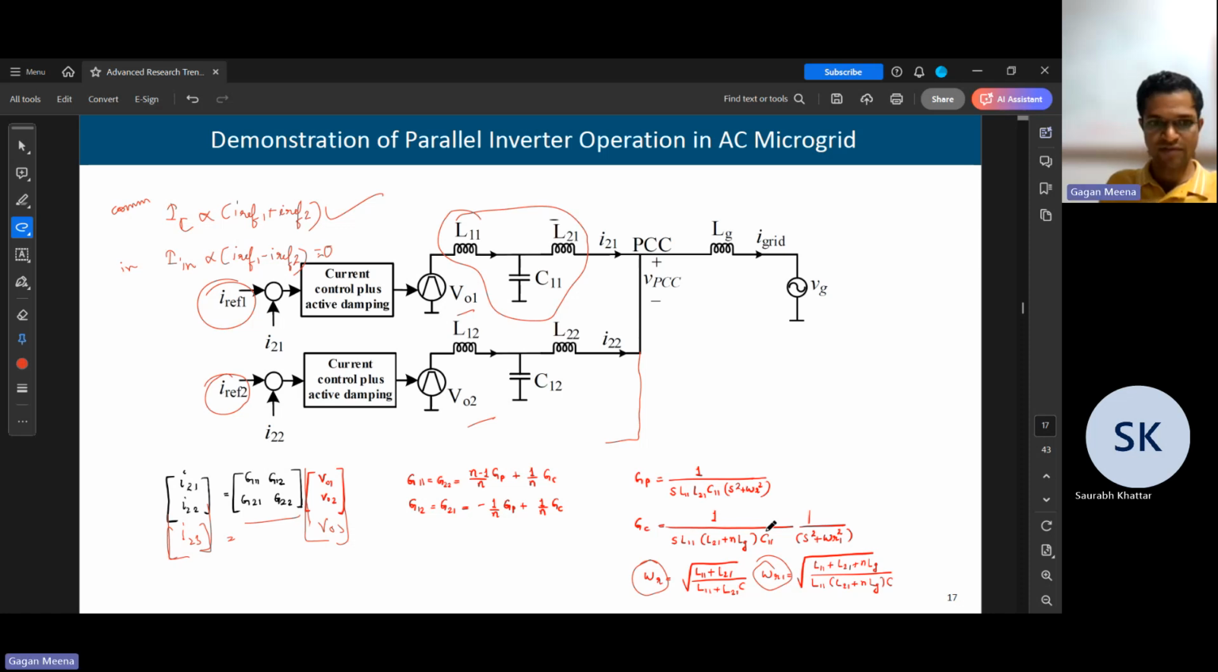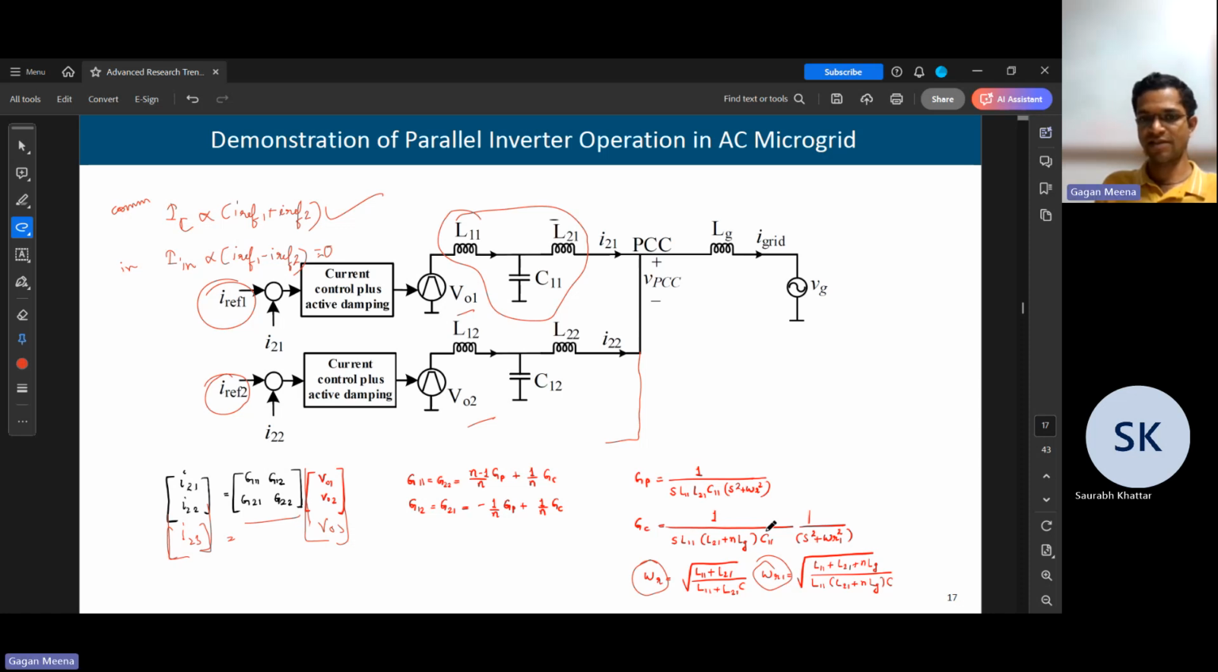There are two resonant frequencies for two inverters. One is for the common current. The difference between these two frequencies is only this LG, the grid impedance. In omega r, there is no grid impedance. In omega r1, there is a grid impedance.